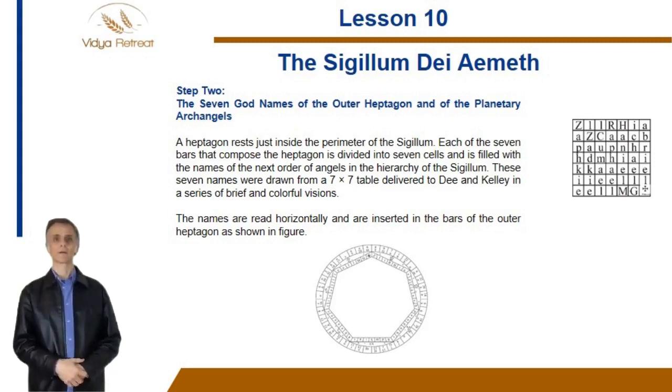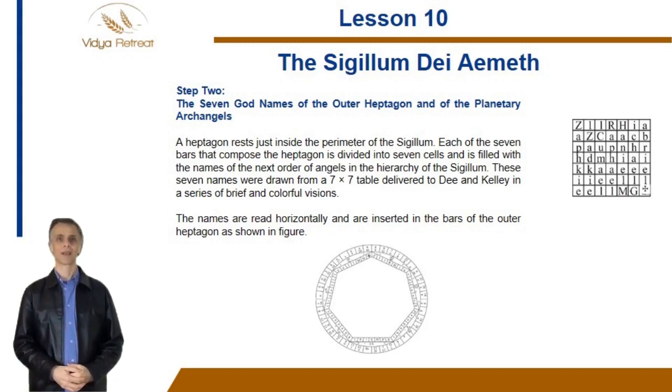Step 2. The 7 god names of the outer heptagon, and of the planetary archangels. A heptagon rests just inside the perimeter of the sigillum. Each of the 7 bars that compose the heptagon is divided into 7 cells, and is filled with the names of the next order of angels in the hierarchy of the sigillum.